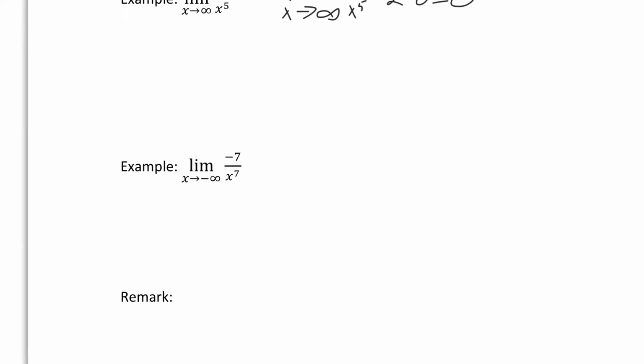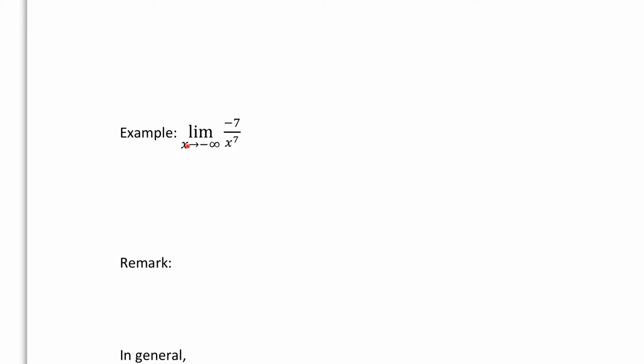Now, what if we went to negative infinity? Well, let's think about it. The negative 7, of course, is just there as a constant. We can factor that out. So we'll get negative 7 times the limit as x approaches negative infinity of 1 over x to the 7.